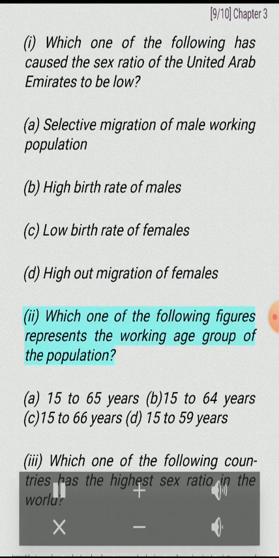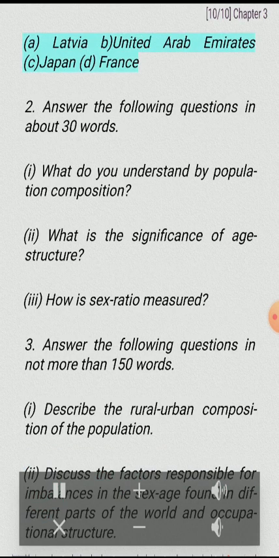II. Which one of the following figures represents the working age group of the population? A. 15 to 65 years. B. 15 to 64 years. C. 15 to 66 years. D. 15 to 59 years. III. Which one of the following countries has the highest sex ratio in the world? A. Latvia. B. United Arab Emirates. C. Japan. D. France.